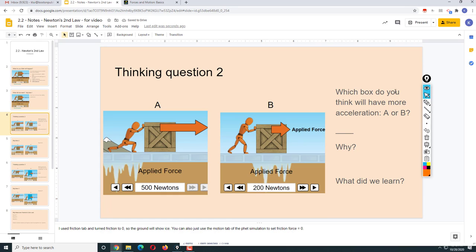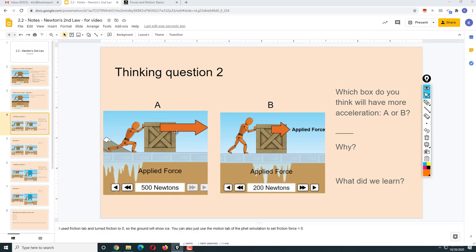Next question, which box do you think will have more acceleration? It will speed up faster. Remember that if our speed goes from 0 to 10 to 20 to 30, that means the acceleration is 10. And if the speed goes from 0 to 5 to 10 to 15, that means the acceleration is 5. Acceleration is how fast we are speeding up or slowing down.